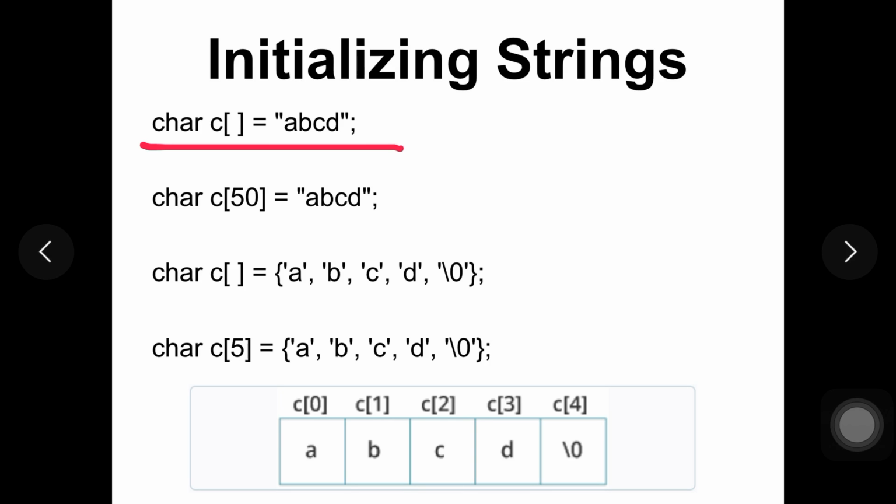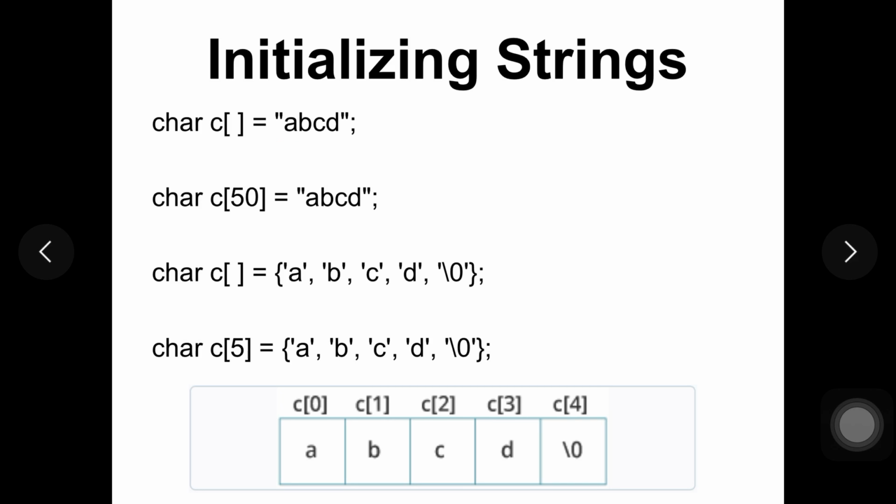Memory will be allocated automatically based on the value you are going to assign to that particular string. Now you can see here in the first initialization method, you have char C without specifying any size, and you are giving the value as the string ABCD enclosed within double quotation marks. Now how will the memory be allocated to this?